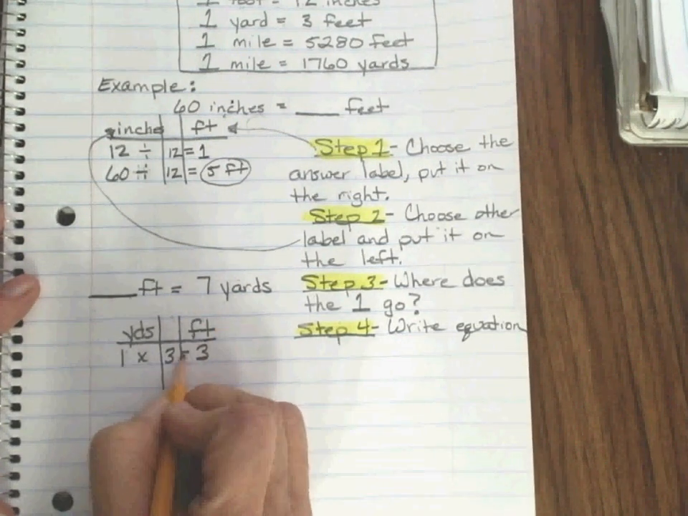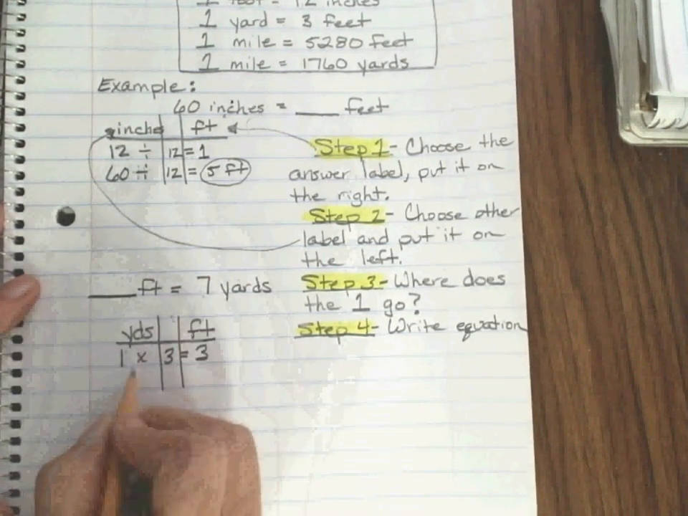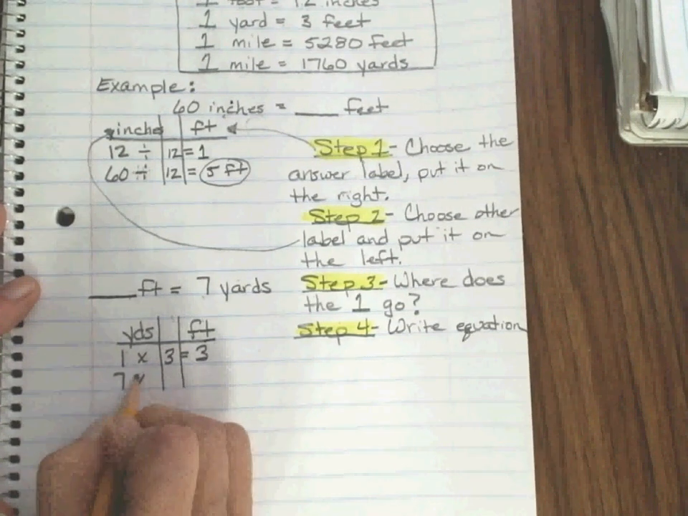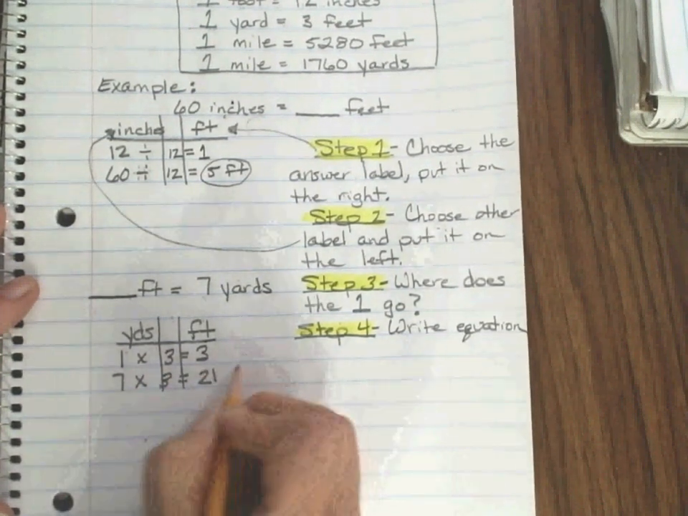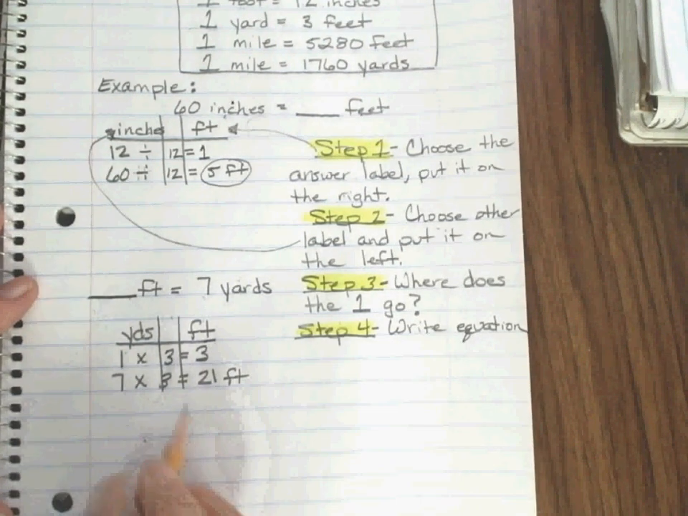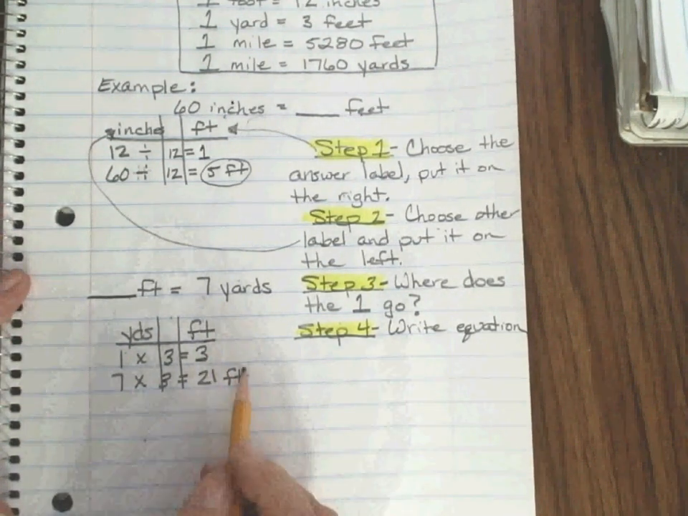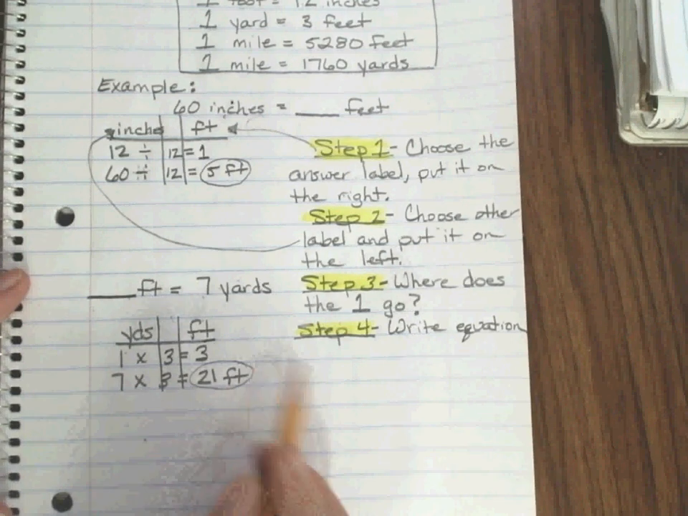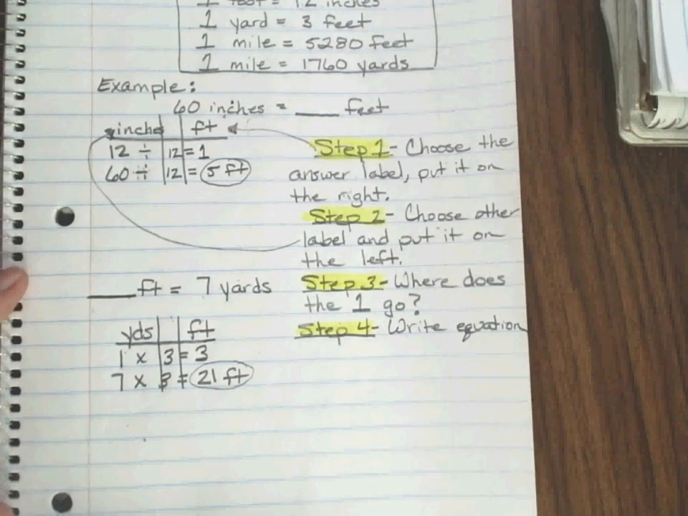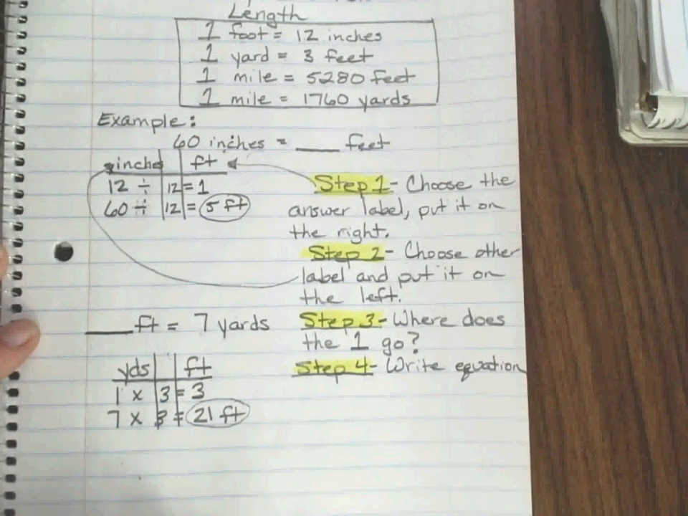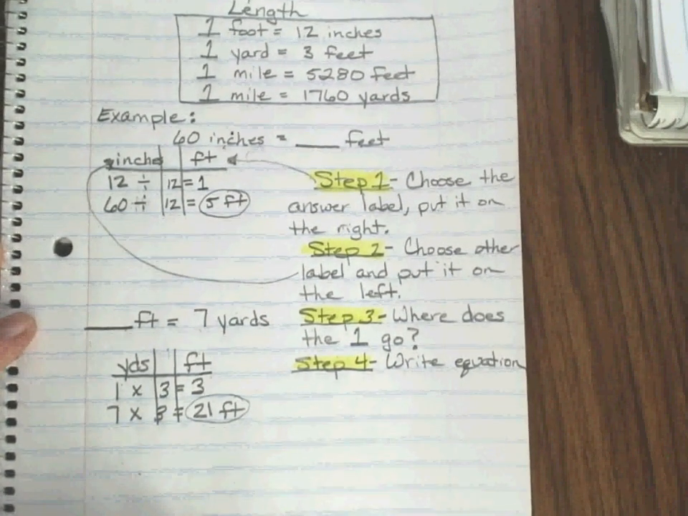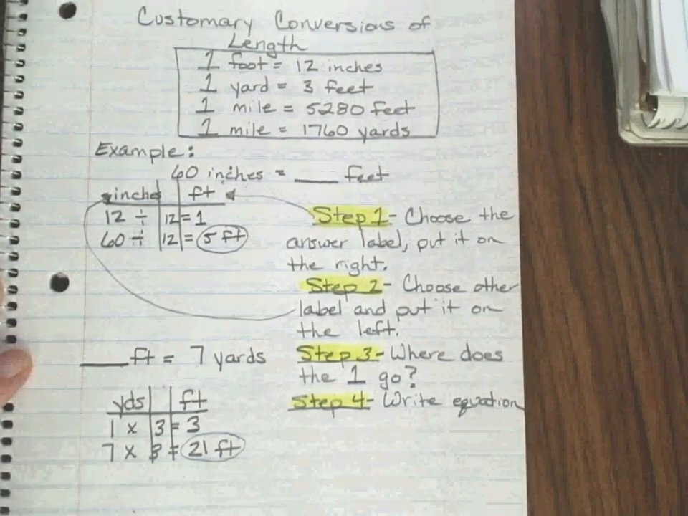So now I take the number of yards that I'm converting, which is 7. 7 times 3 equals 21. So therefore, 7 yards equals 21 feet. Okay. We'll work on more of this tomorrow.